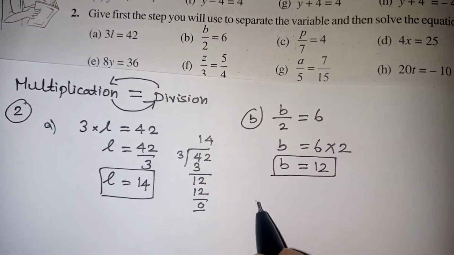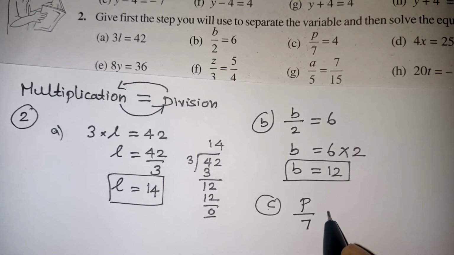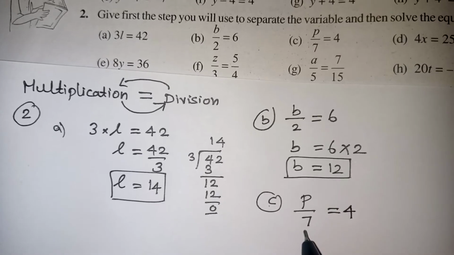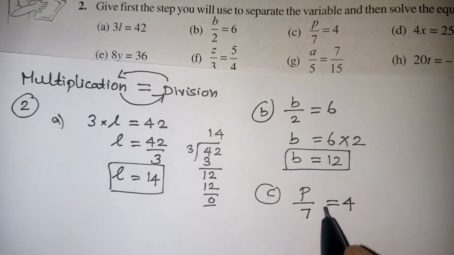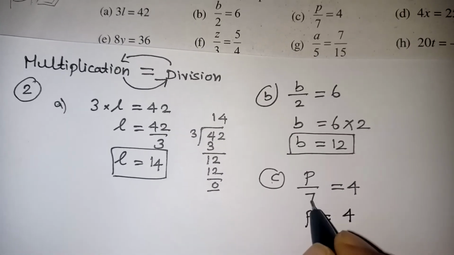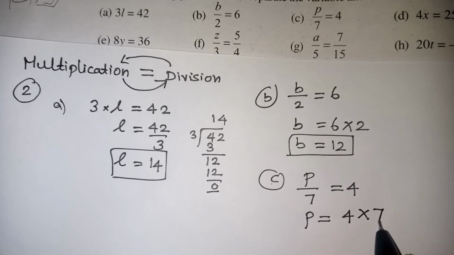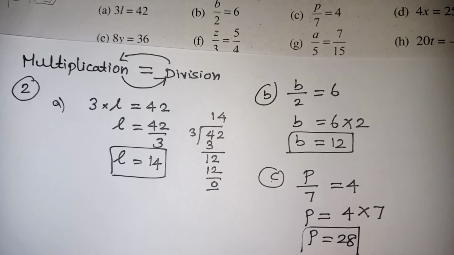Same with the C problem also. We have P by 7 which is equal to 4 is given to us. Here we have a denominator 7, that is a division 7. If you take it to the other side, it will become a multiplication. So P is equal to, here we have a 4. The 7 is coming to that side as a multiplication. So 4 7s are 28. So P value is 28. That is your correct value.